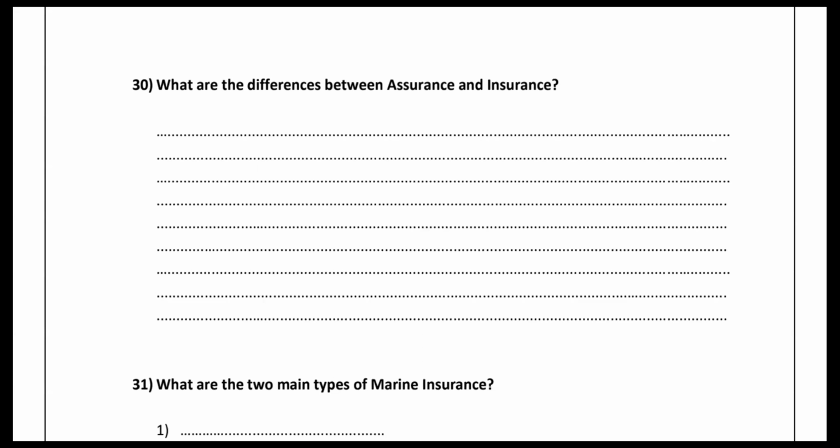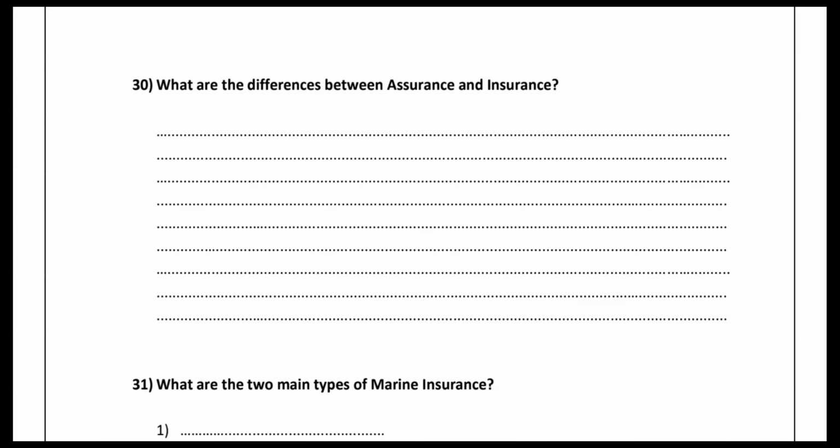So for assurance, risk is relatively certain. For insurance, risk is relatively uncertain. And the last thing is policy can be mortgaged in a bank. Assurance policy you can mortgage. You can keep it in a bank as a mortgage, as collateral. But insurance cannot be mortgaged in a bank. Simple as that.